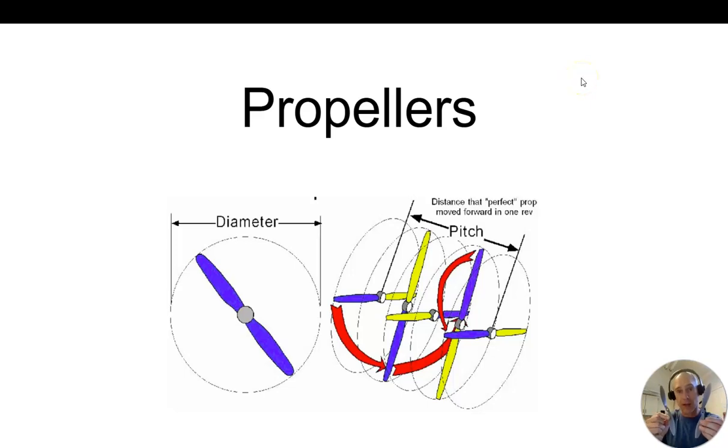Let's talk about propellers. Oh no, Horsey, fly away!